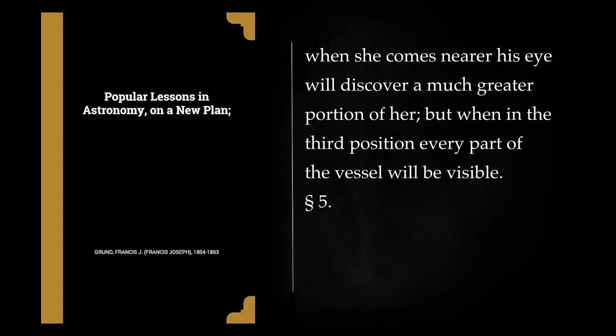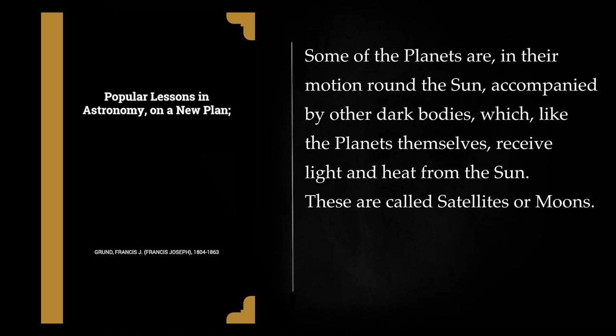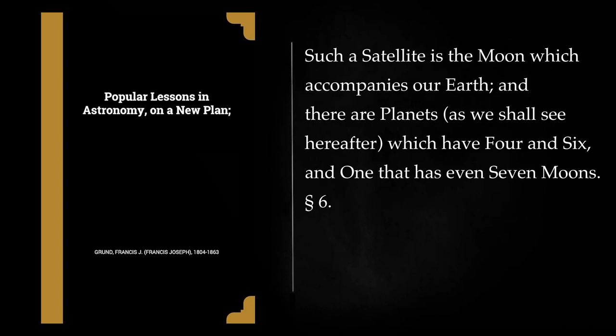Section 5. Some of the planets are, in their motion round the sun, accompanied by other dark bodies, which, like the planets themselves, receive light and heat from the sun. These are called satellites or moons. Such a satellite is the moon which accompanies our Earth, and there are planets, as we shall see hereafter, which have 4 and 6, and one that has even 7 moons.